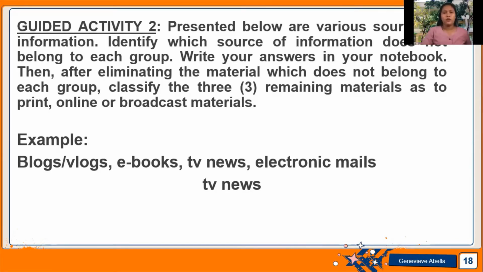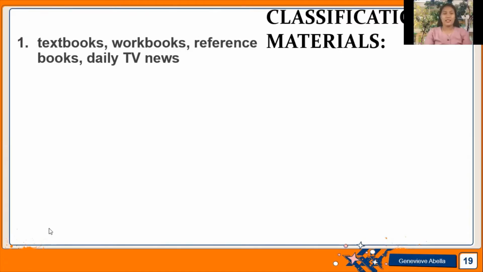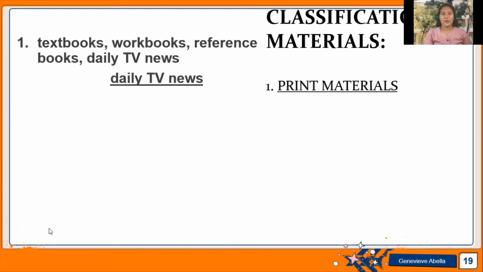Correct, it is TV news. So the three remaining materials are online materials. Very good. Let us start with our next activity. Number 1, textbooks, workbooks, reference books, and daily TV news. Which of the following does not belong to the group? That's right, it's daily TV news. So how do we classify the remaining materials? These are print materials.